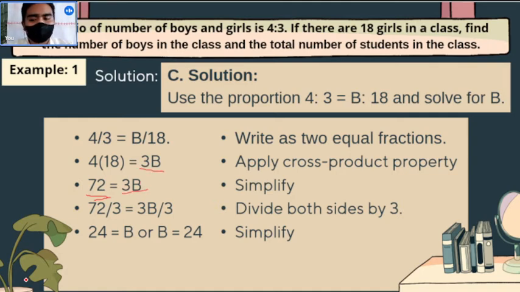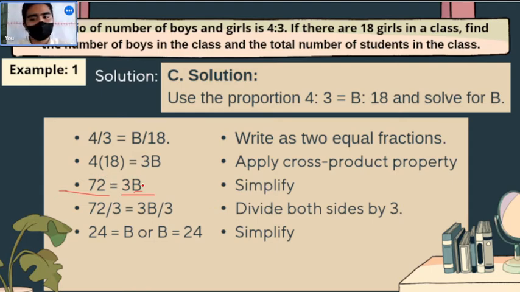What is the missing term? The boys, the number of boys, which is B. So are we going to cancel B? No. We're going to cancel 3. Why? Because that is not the one that we are looking for. We are looking for B. That should be the one that will be left on that side. We have left and right. It should be that the B is the only one remaining on that side.